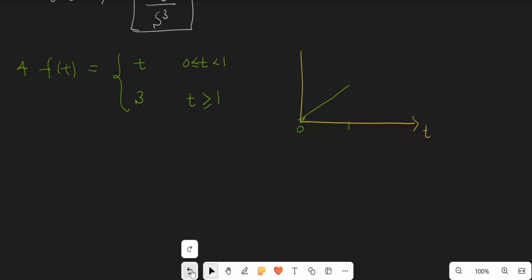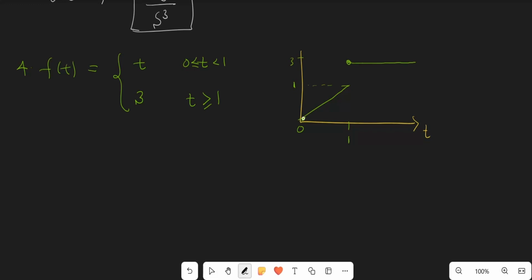But then after 1, that is at 1, the function jumps to 3. So this one is going to be 1 as well, right? But at t equals 1, the function is going to jump to 3. So let's say this one is equal to 3. This function jumps to 3 at t equals 1, like this. So when we have this, at t equals 1, it jumps to 3 and then it stays there until infinity.